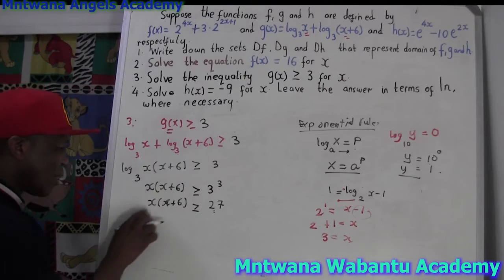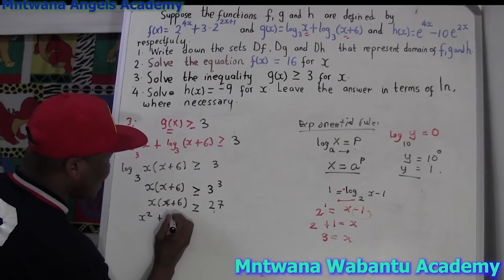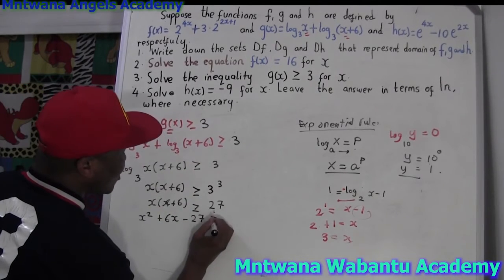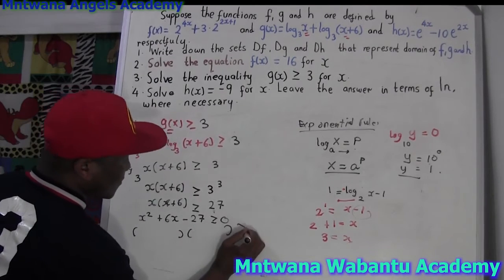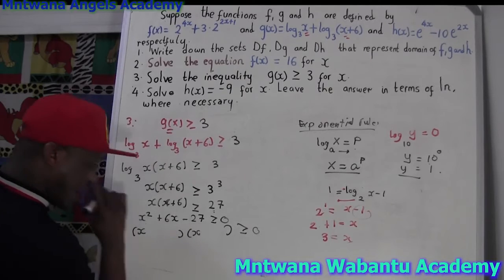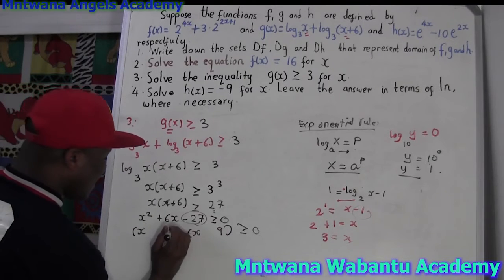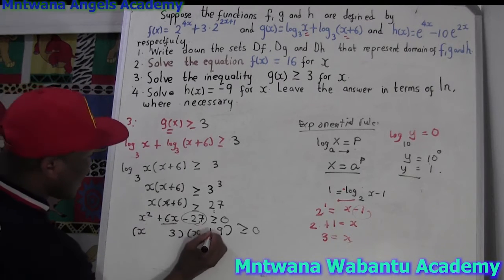So in that case, I'm going to multiply. This is going to be x squared, and x times 6 is going to be 6x, and this comes back minus 27 greater or equal to 0. So now I can factorize. How do I get x squared? This must be x and this must be x. How do I get negative 27? One must be 9 and one must be 3. But the middle number is positive, so the bigger number gets the positive sign.